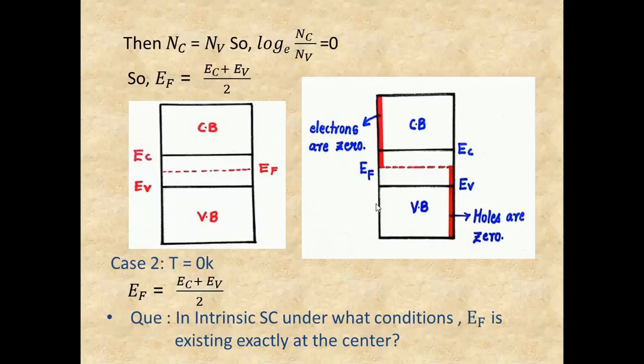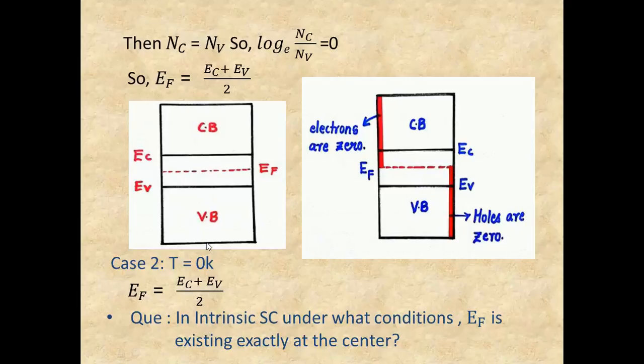Okay, so the next case is when temperature is 0 Kelvin. Again the same thing, your Fermi energy will be exactly at the center. So for case 1 and case 2, both figures are the same. Case 2 also remains the same.